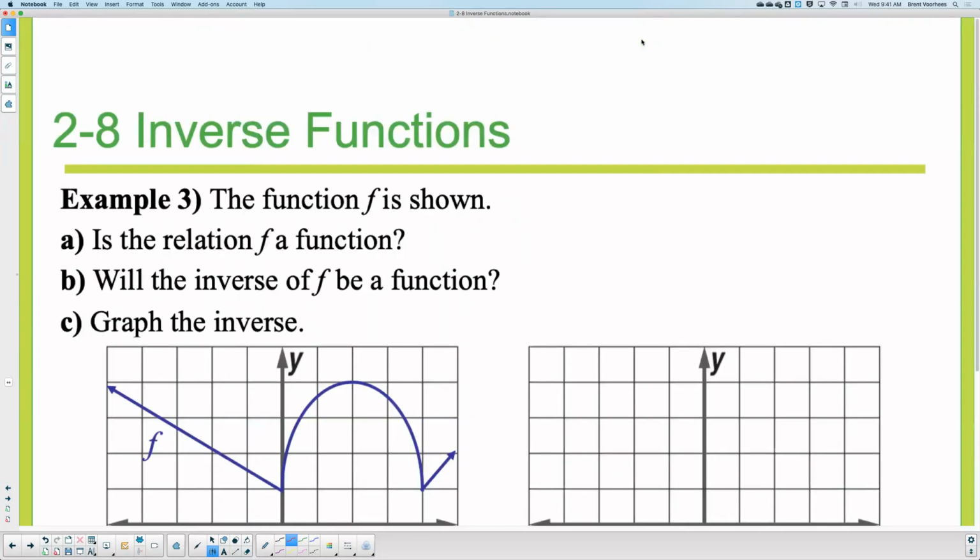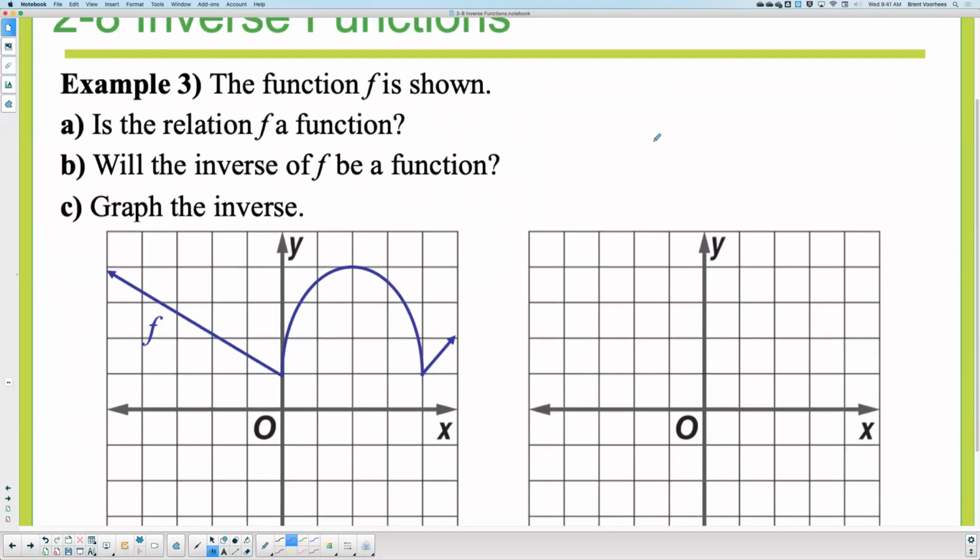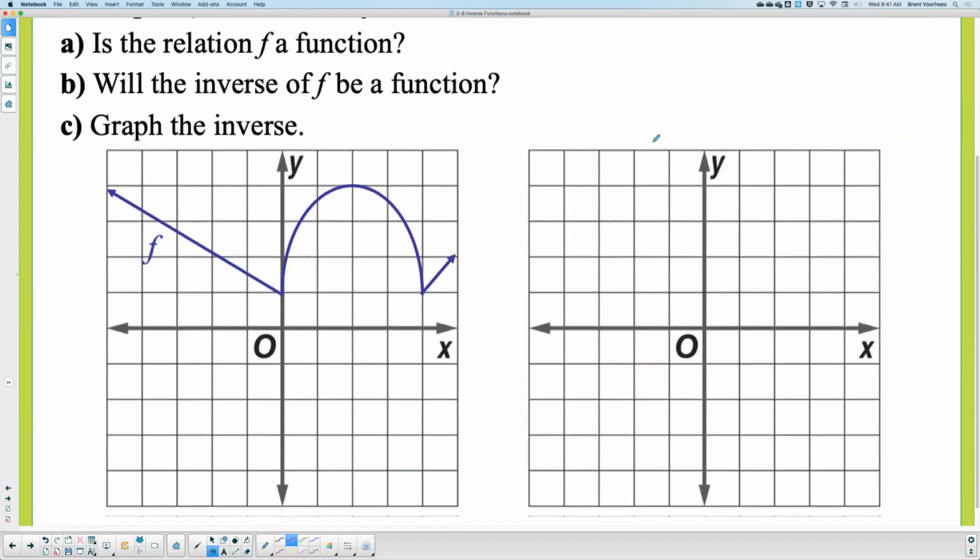All right, picking up. Example 3 here says the function f is shown. First, is the relation of f a function? So I want to know first, is this a function? How would you know if f is a function? Not the horizontal line test. The vertical line test. You'd first test with a vertical line to see if f itself is a function. So we're going to perform a test here to see, is f a function?